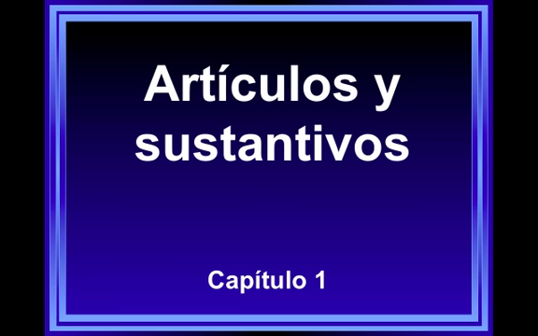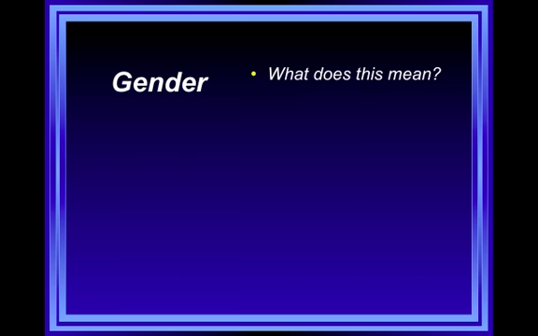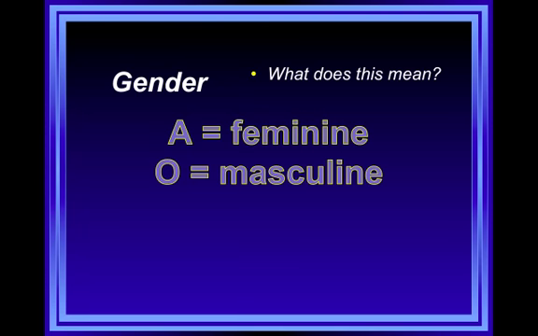Nouns and articles, Chapter 1. Before we talk about nouns and articles and how they work in Spanish, we need to discuss gender and what we mean by this. It basically means that all nouns in Spanish are categorized as being either feminine or masculine. And we also have to remember that a lot of times there really is no rhyme or reason as to why some words are masculine while other words are feminine. They're just kind of categorized randomly a lot of times.